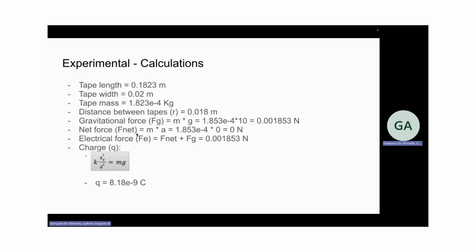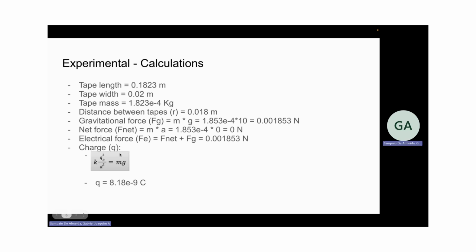Because the system had no acceleration, acceleration is zero, which leads to a zero net force. And the net force of the system was electrical force plus gravity force. Therefore, the electrical force is equal to the gravity force, 0.0018 newtons. It is important to make sure that gravity force and electrical force are opposites. So depending on the axis you consider, one of them is negative and the other one is positive. But this is only the magnitude.